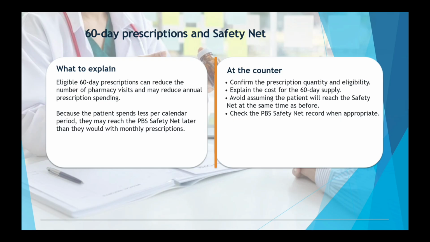And yeah, at the counter, confirm the prescription quantity and eligibility, and explain the cost for the 60-day supply. Avoid assuming the patient will reach the safety net at the same time as before. Yeah, due to the 60-day supply, there is a high chance they will reach the safety net later. Okay, and you can check the previous safety net record.